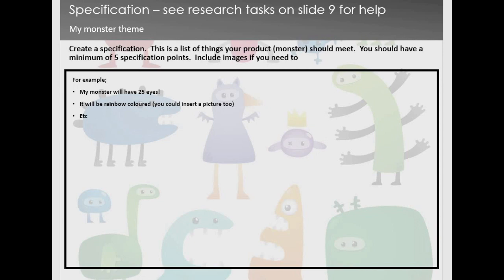So just to give an overview of what you expect your monster to look like, what shape your monster is. Maybe you're going to have spiky hair, long hair, short hair, whatever you want to have in it. This is where you sort of include that information in your specification.